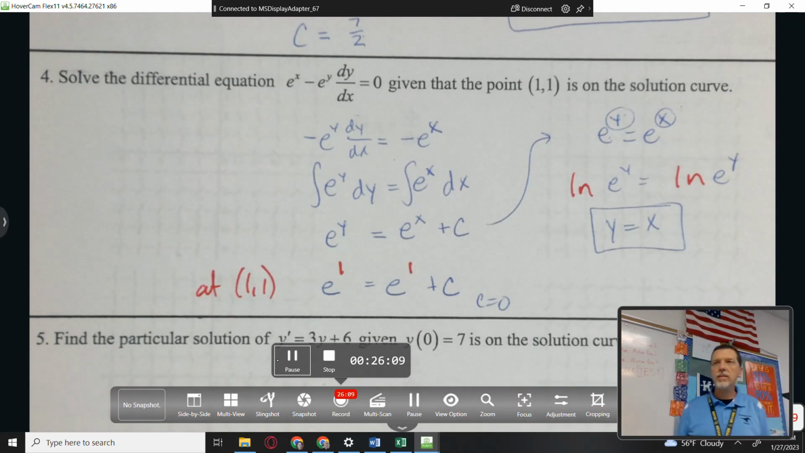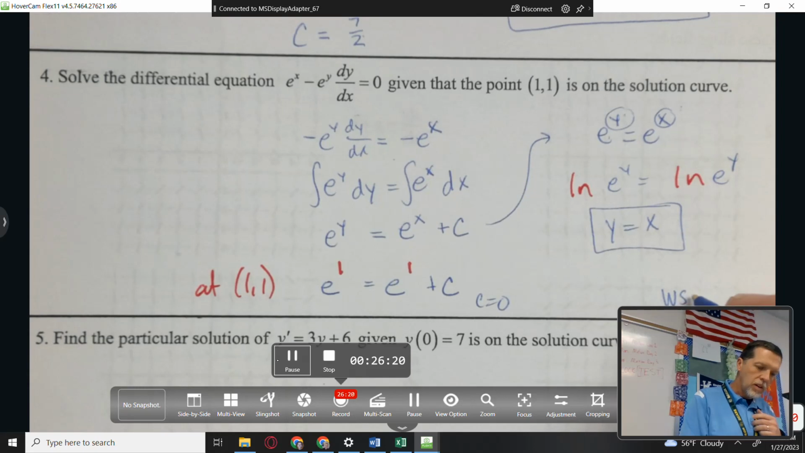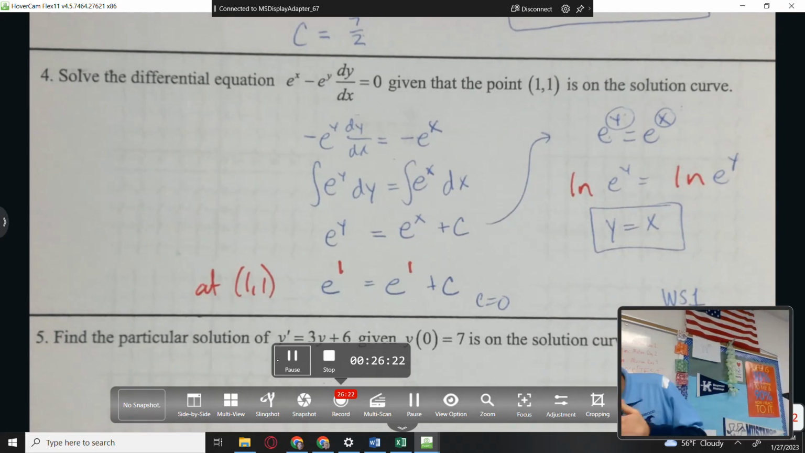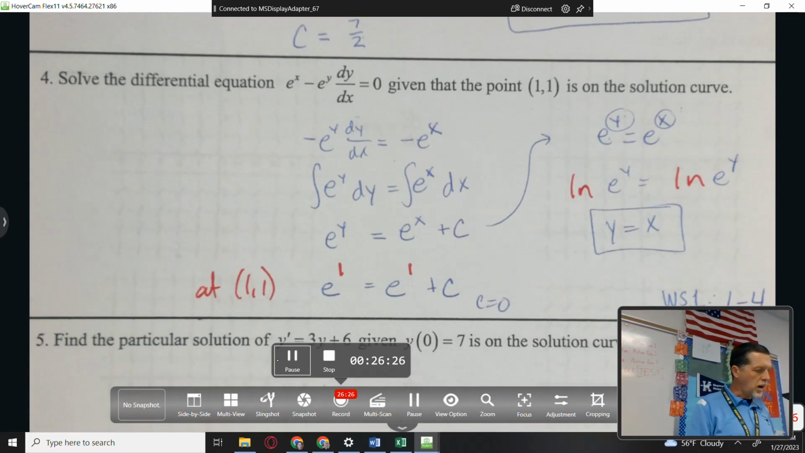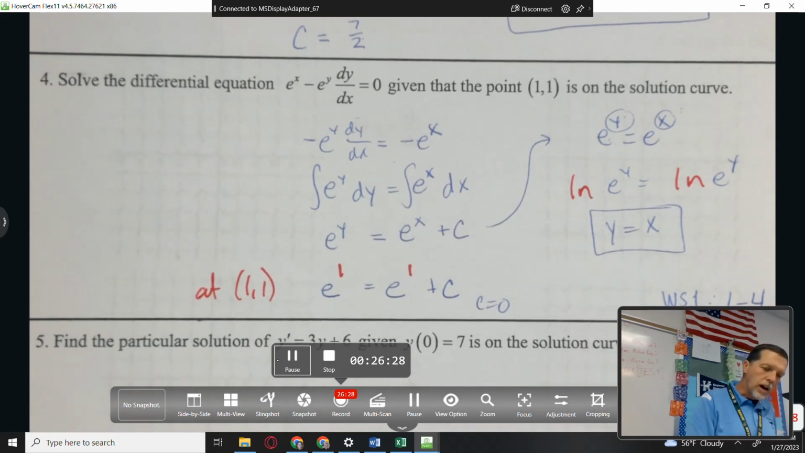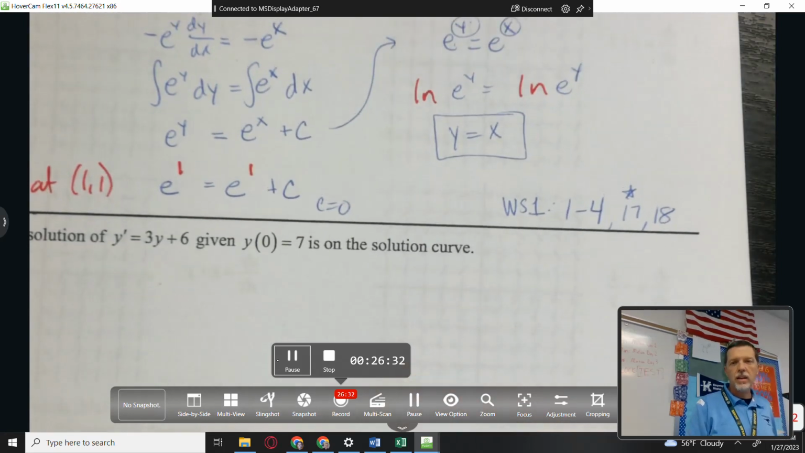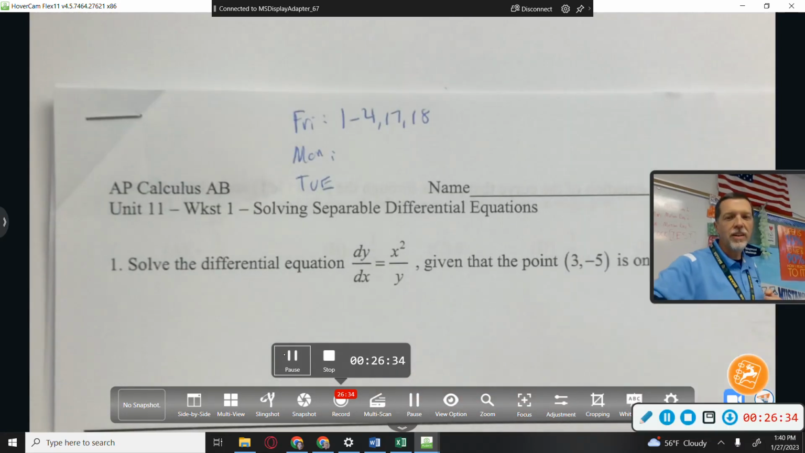Are we going to do number 5? Or is that on Monday? We are going to do 2 and 5 on Monday. So today's assignment is worksheet 1, questions 1 through 4. I'm going to do 17, and then you'll do 18. So today, 1 through 4, 17 and 18.